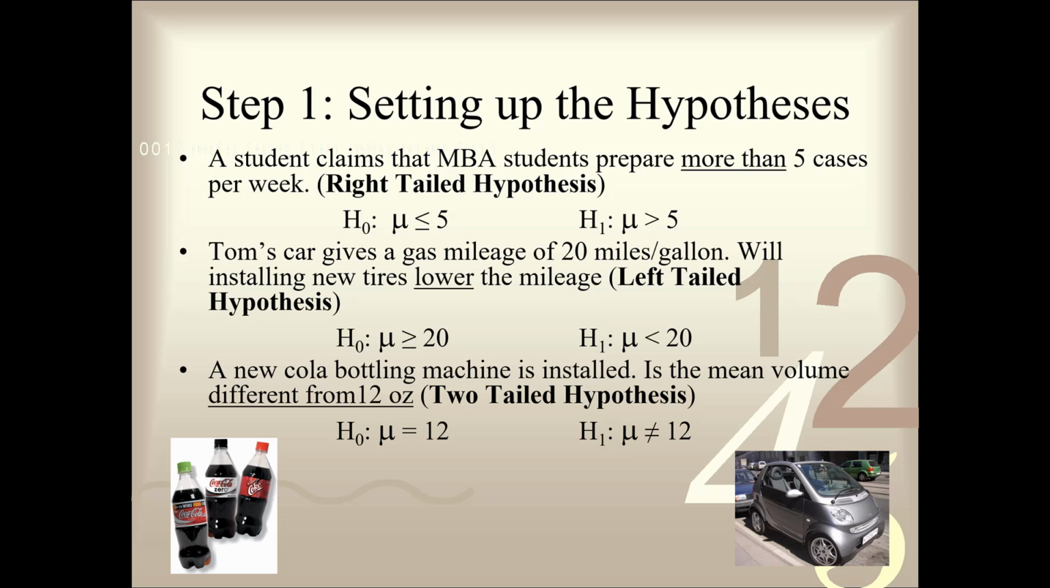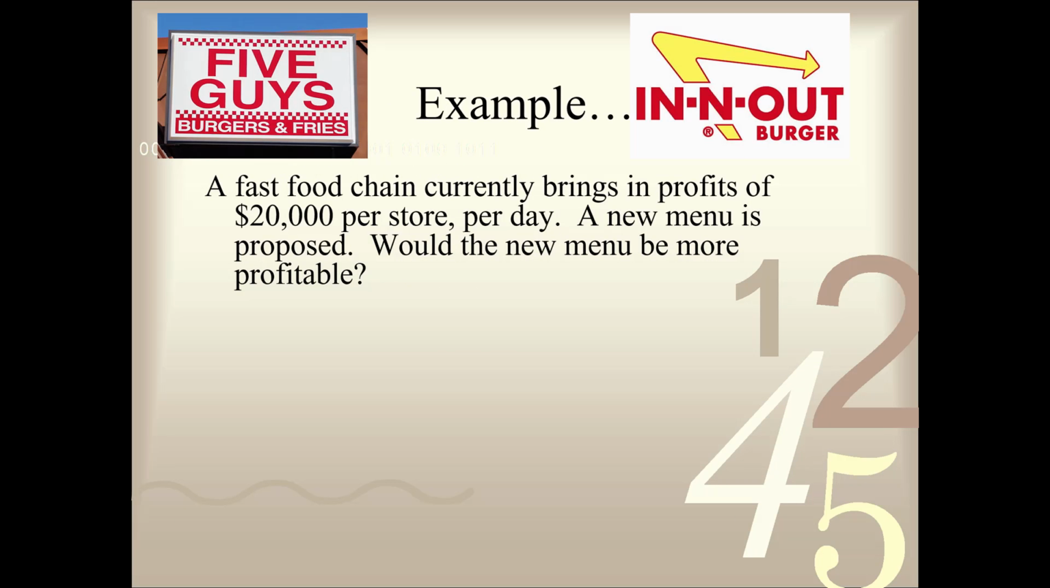It's a mean problem. It says mean volume. And 12 is in both hypotheses. So the null always has the equal sign. You see for all three examples, the null has the equal sign. And the three possibilities for the alternate hypothesis: greater than, like more than 5 cases; less than, like lower the mileage; and not equal to, like is it different from 12 ounces. So that's setting up the hypotheses.